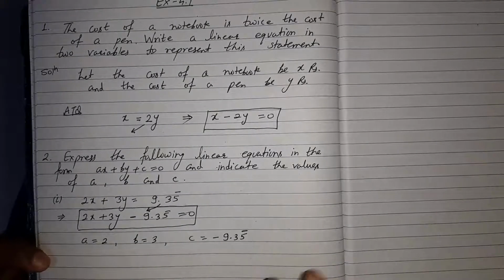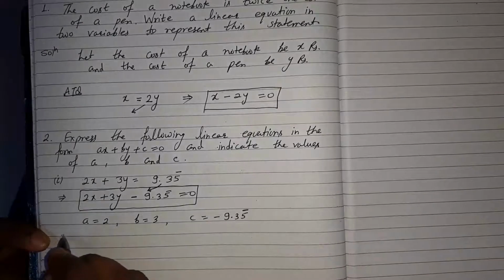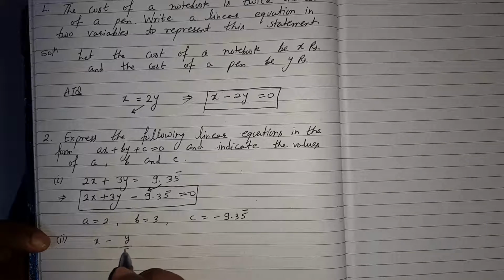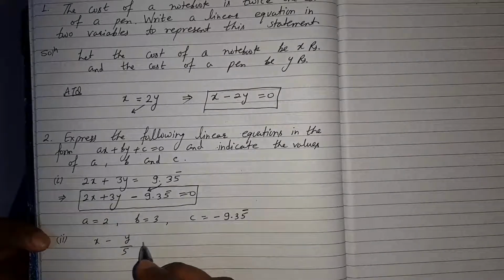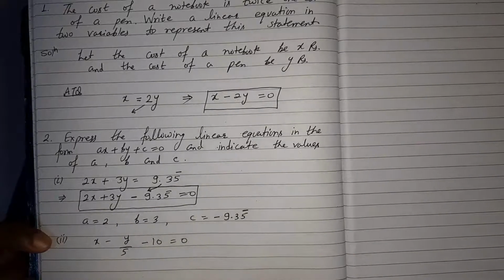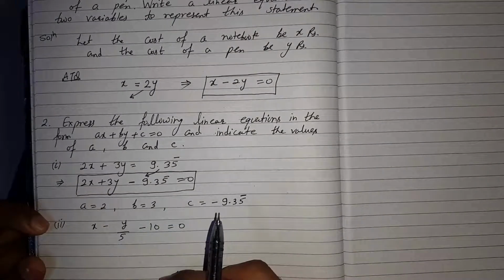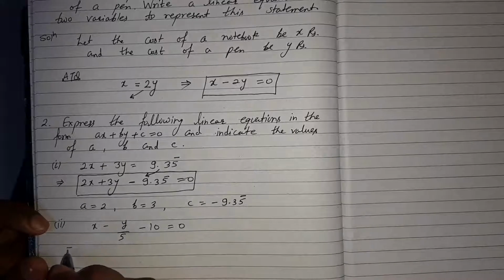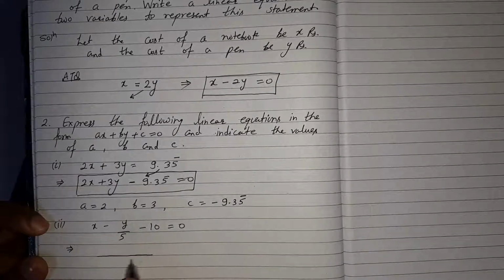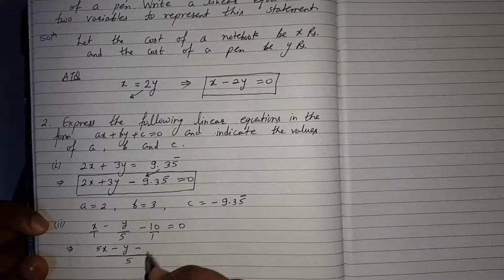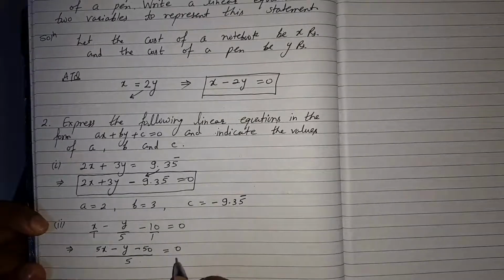The second part of this question is x minus y upon 5 minus 10 is equal to 0. Here the second term is given in fraction form, so first we will take the LCM. The LCM is 5, so it will be 5x minus y, and 50 minus 50 is equal to 0. We can write 0 as 0 by 1.